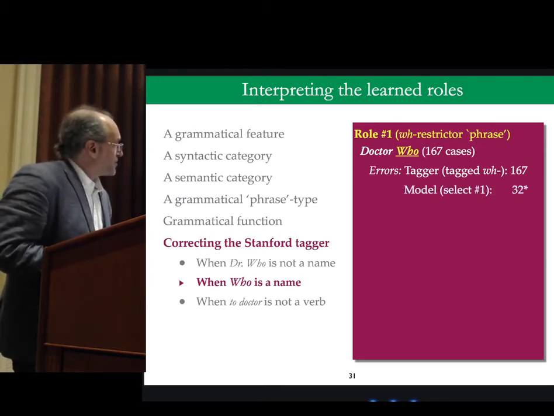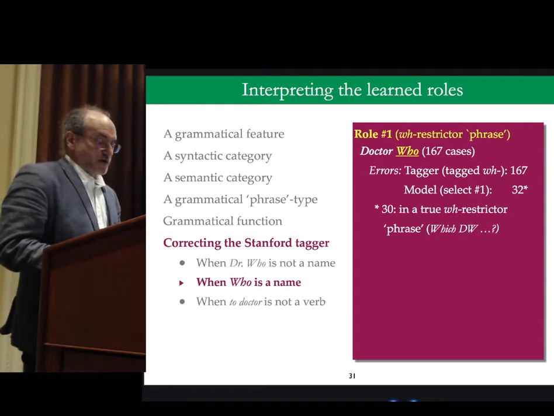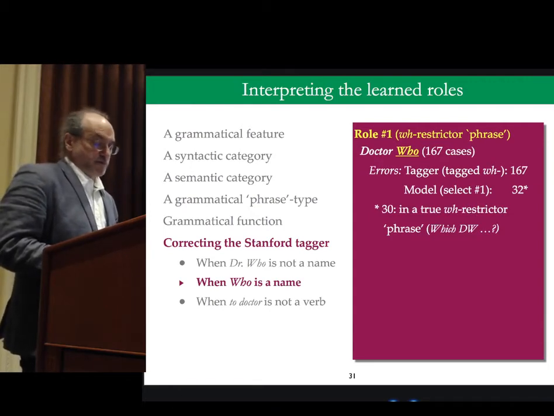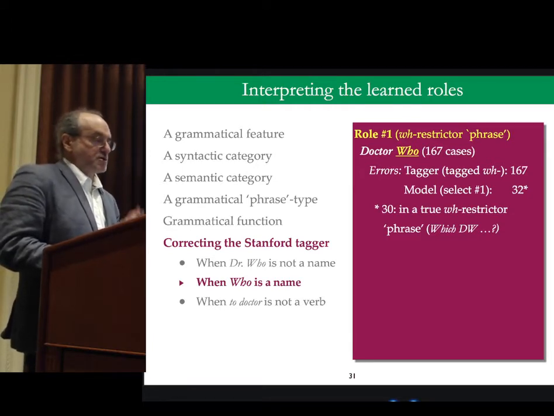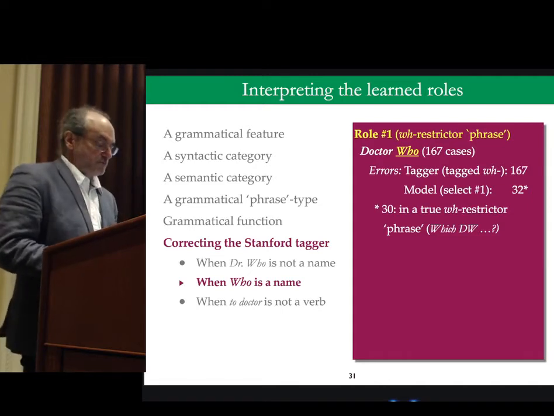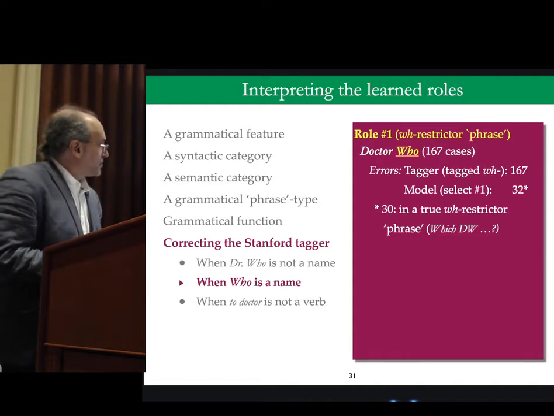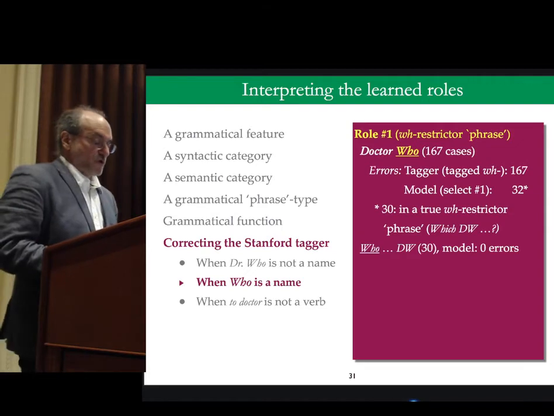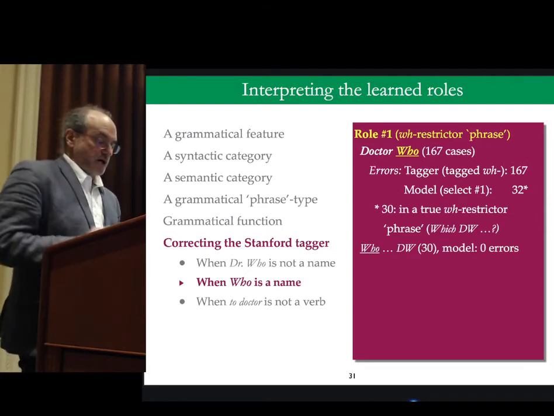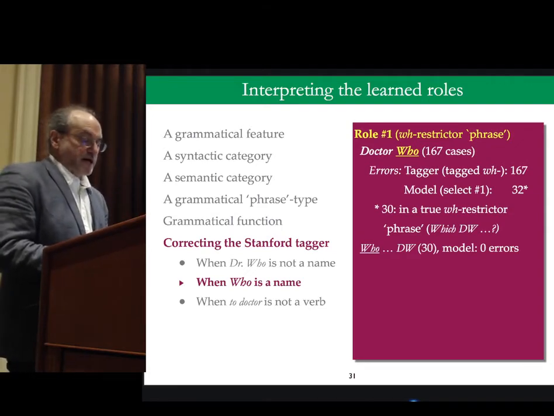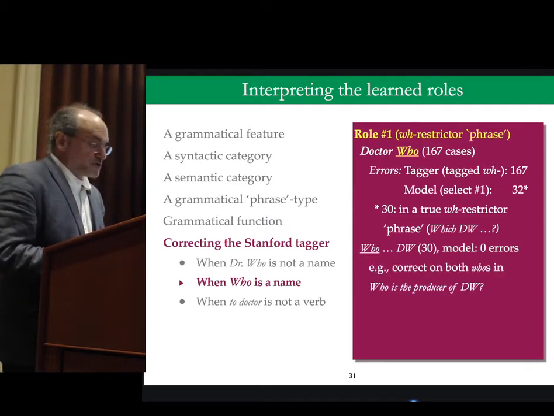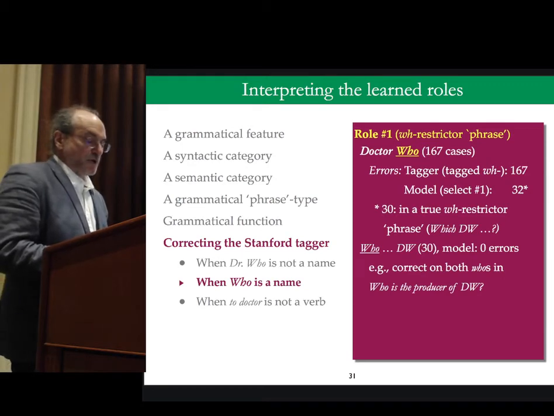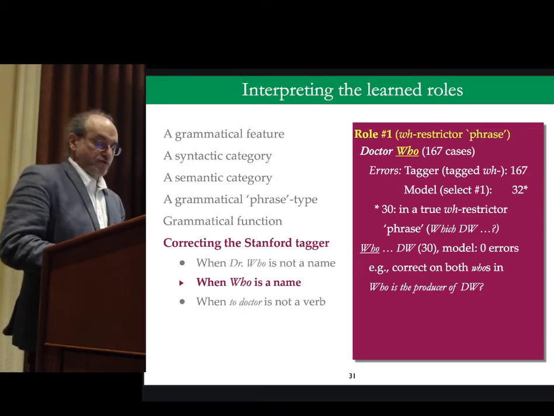But actually, in 30 of those cases, role 1 is in fact appropriate because who is part of a genuine WH restrictor phrase initiated by a different genuine WH word, like which in a question that starts which Doctor Who, blah, blah, blah. On the 30 questions of the form who, blah, blah, blah, Doctor Who, the model, unlike the tagger, behaved correctly on every one. For example, in who is the producer of Doctor Who, the model assigns role 1 to the first, but not the second occurrence of who.